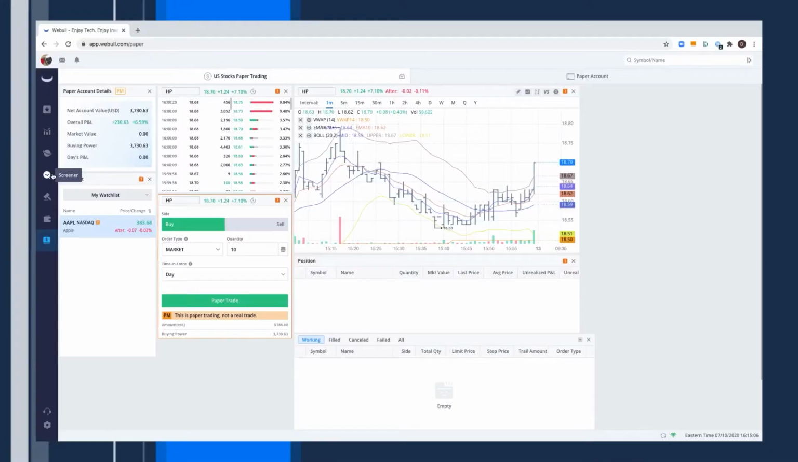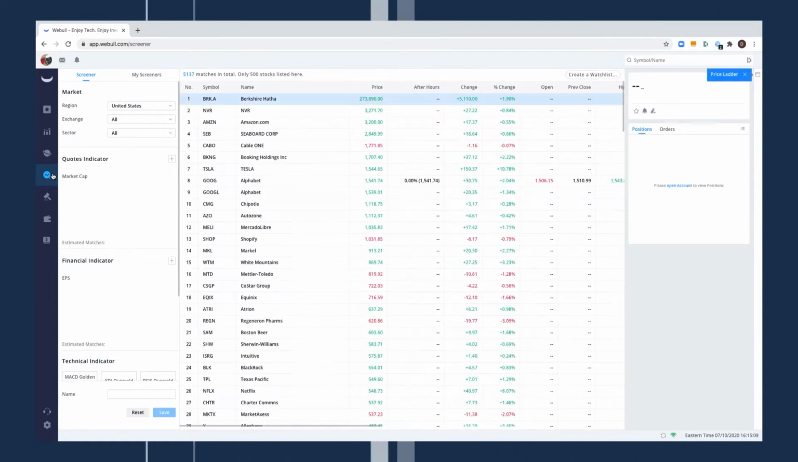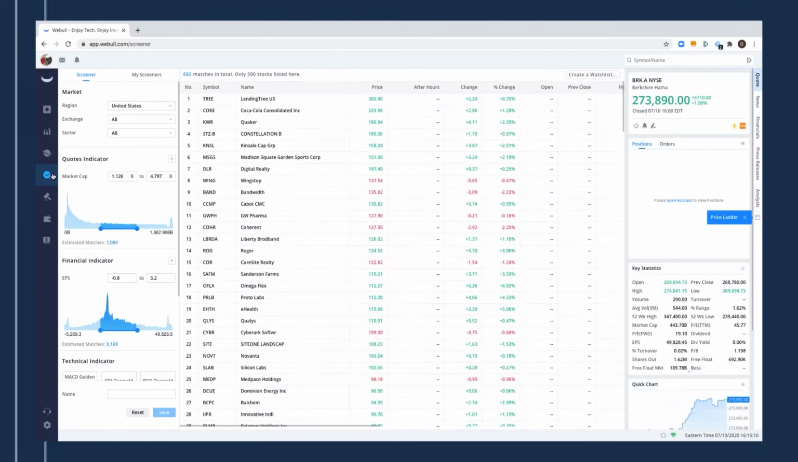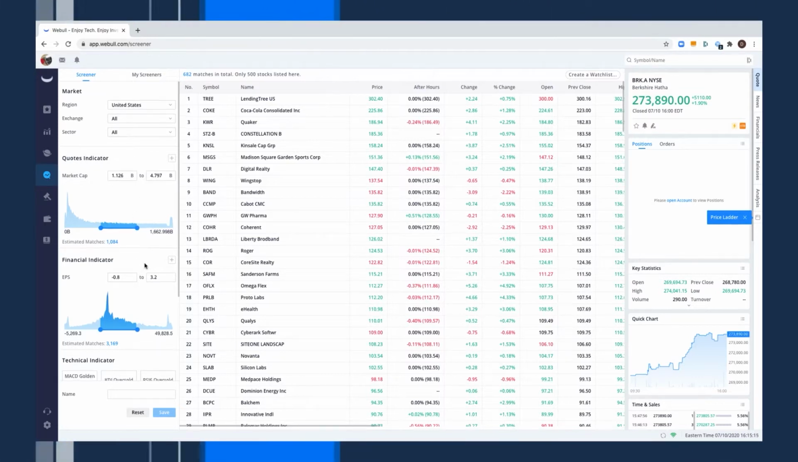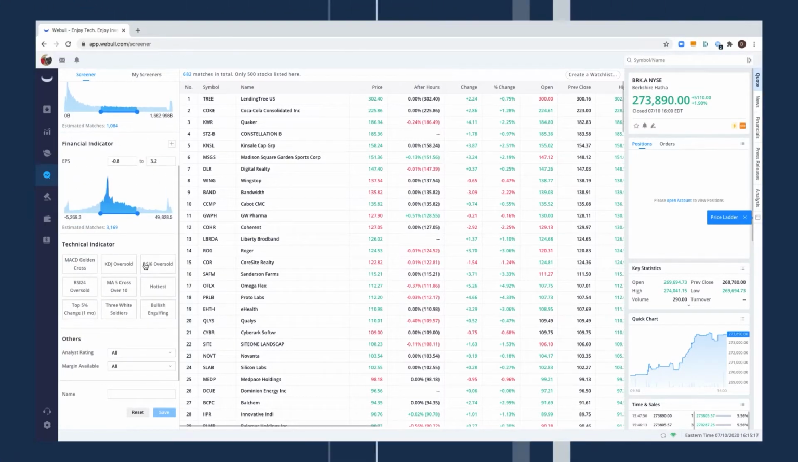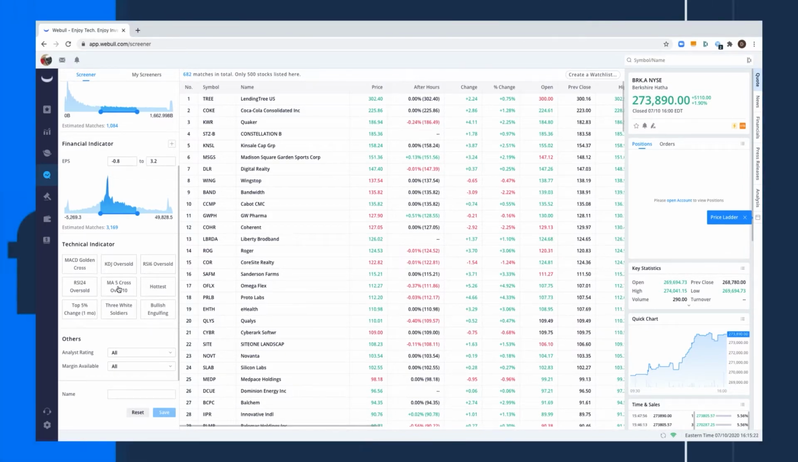For comparison, let's take a look at the stock screener from Robinhood's competitor, Webull. As you can see, Webull's stock screener is far more comprehensive. You can filter results by sector, region, or exchange, and apply sophisticated technical and financial indicators with key stats and quick charts displayed along the right side of the page.